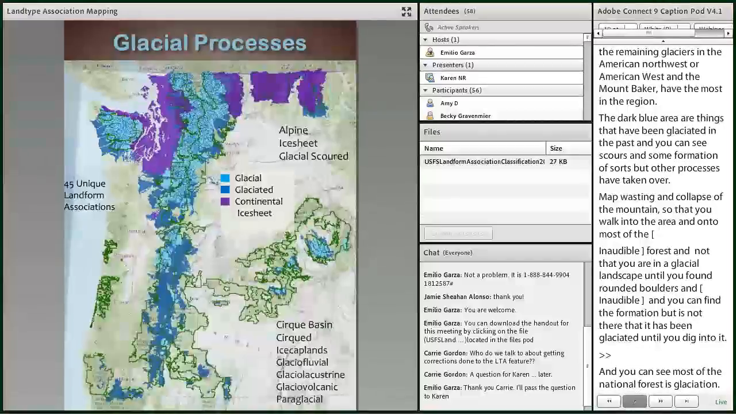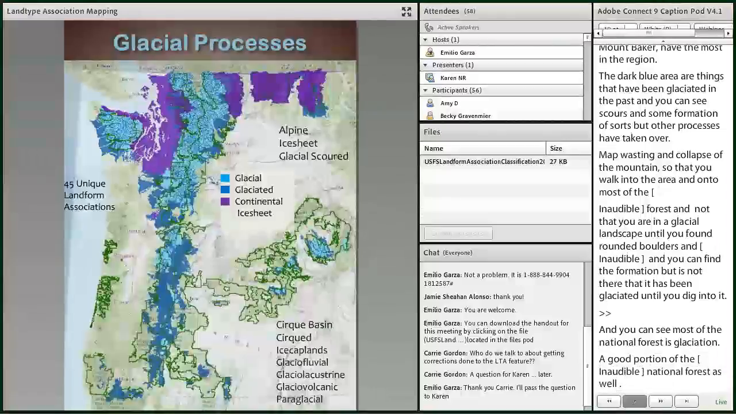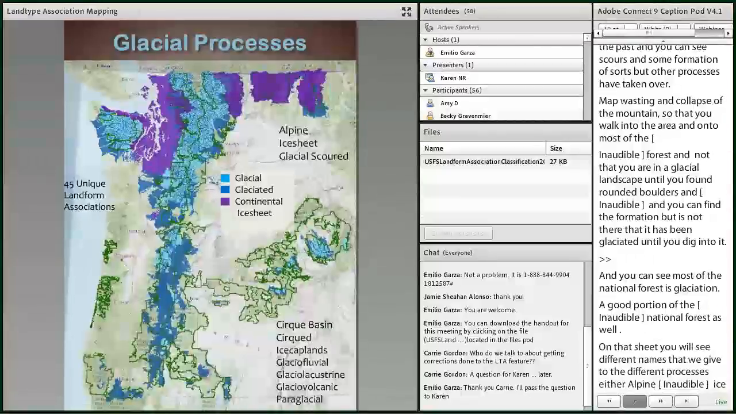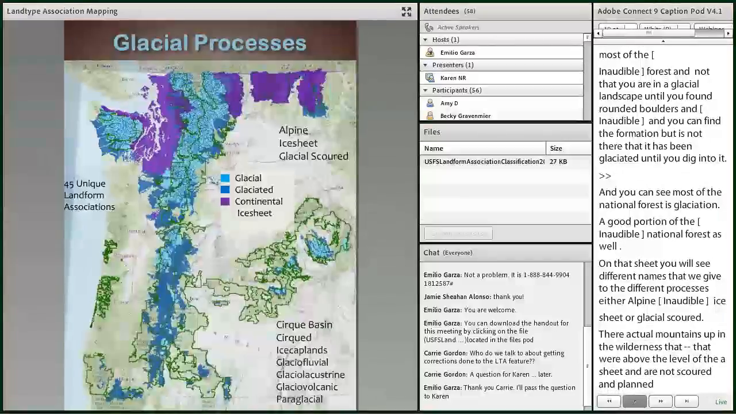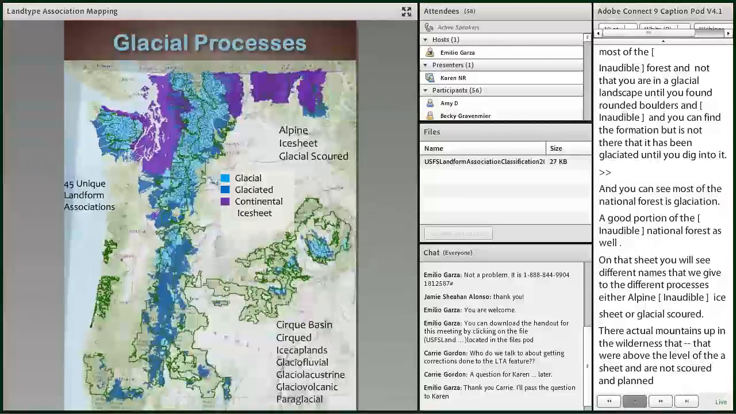And so on that sheet, you'll see different names that we give to these glacial processes. We call it either alpine ice sheet or glacial scoured if it was from continental glaciation. These alpine areas are actually mountains up, like in the Pasayten Wilderness, that were above the level of the ice sheet. So they aren't scoured and flattened like a lot of these areas over to the east in the Colville are, because they stood above the ice sheet itself. But they did have some alpine glaciers on them. And then we use terms like cirque basin, cirqued, ice cap land.